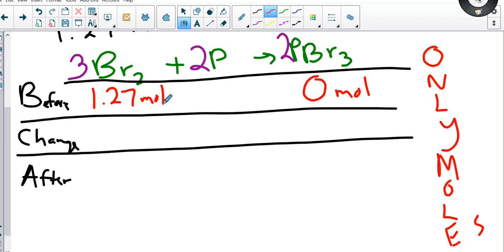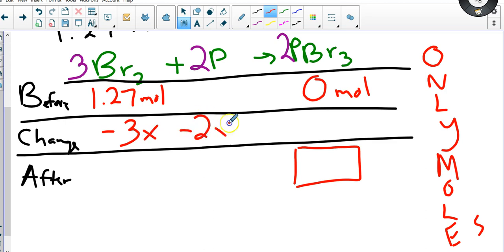So it says how many moles of phosphorus tribromide will be produced. We want this right here, because that's after. Have I lost you? This makes sense, right? All right, cool. So I got to solve for this. Here's the thing. Every time this reaction happens, I'm going to lose, so minus 3, of these bromines. And every time this reaction happens, I'm going to lose 2 phosphoruses. And every time it happens, during the change part, how many phosphorus tribromides am I going to have? Plus 2.